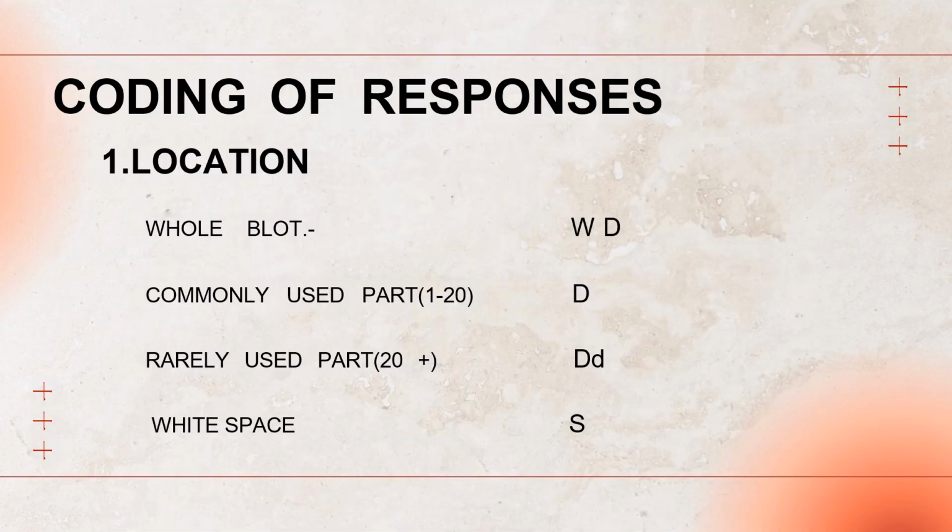Now, how are we going to code the response? The first point is the location. So when the plate was shown to the patient, did the patient pay attention to the whole blot? Then that will be coded as W. Commonly used part is there for every plate, divided into sections 1 to 20, then you will score a D. Rarely used part is a 20 plus part, then you will score a small d, and white space will be S. So like this, you have to score for what the patient has seen. So for the location, you will score these.